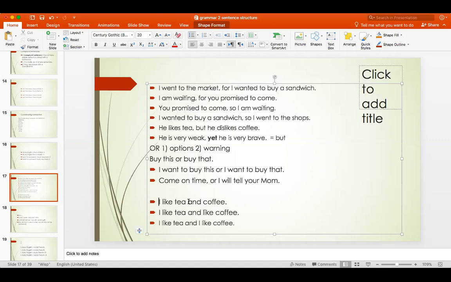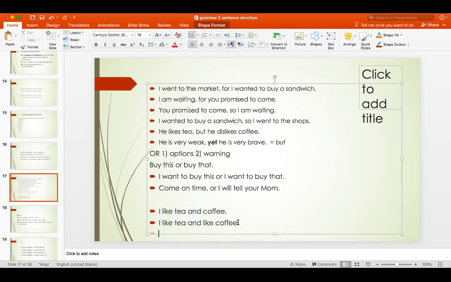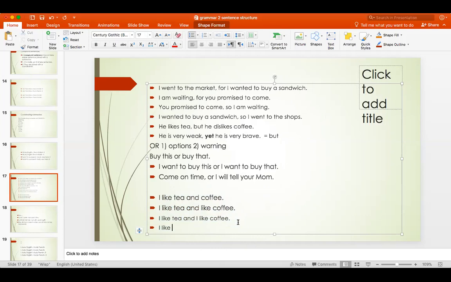So look at these three sentences here at the bottom. I like tea and coffee, simple. I like tea and like coffee, still simple because the subject is not repeated. I like tea and I like coffee because I like. It doesn't have to be repeating the same subject or the same verb. So to make it compound, you could say, for example, I like tea and he likes coffee, still correct. Or dislikes coffee, still correct.